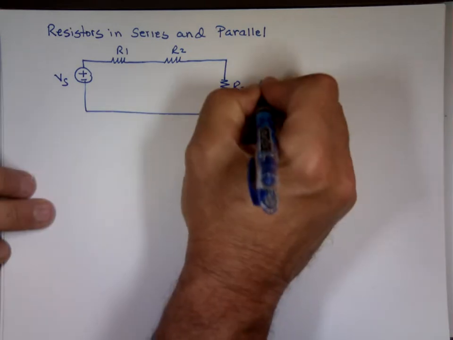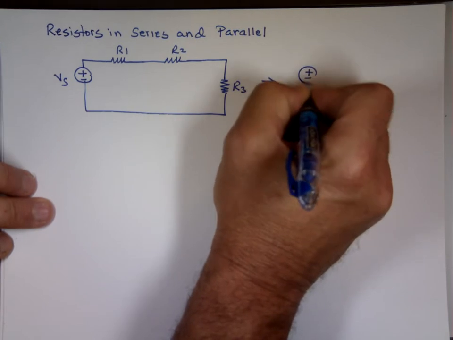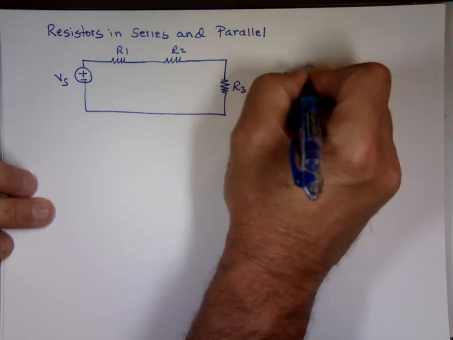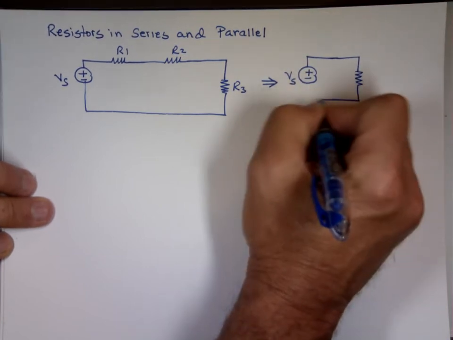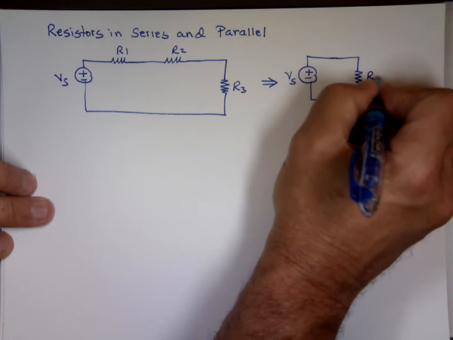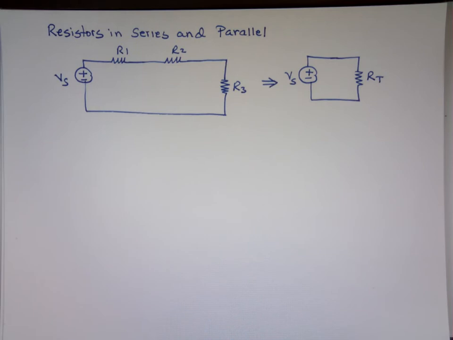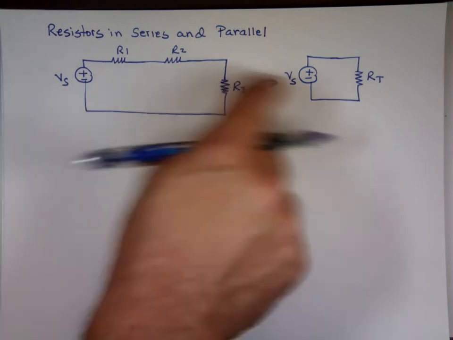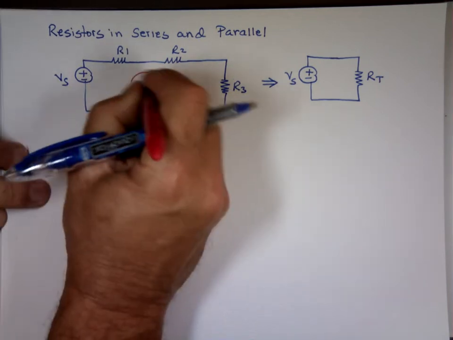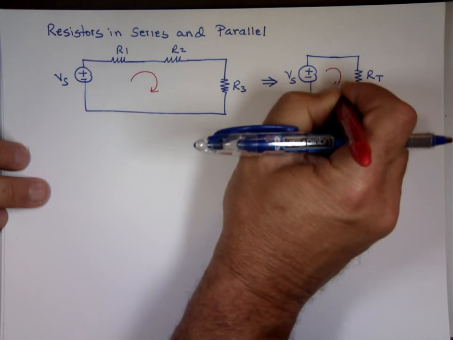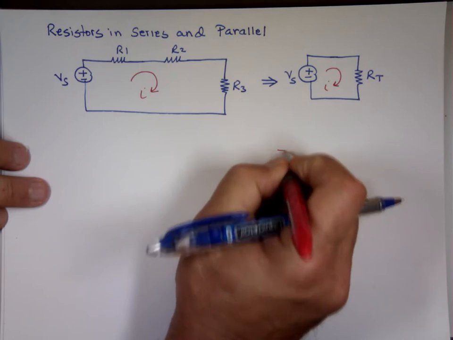What I'm asking for is, can I find an equivalent for these resistors where the voltage source doesn't change, the current stays the same, but can you find one resistor we'll call it R equivalent or RT, R total, or equivalent? That will give me the same effect as these three put together. That means the same voltage source here, the same current going through them. So I want the current to be the same and keeping the same voltage source. So these two have to be equal.